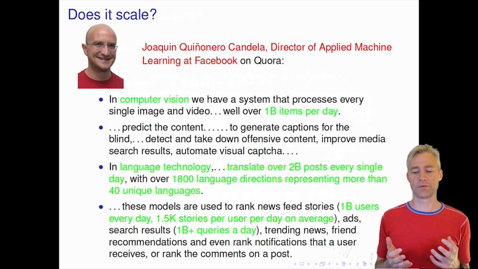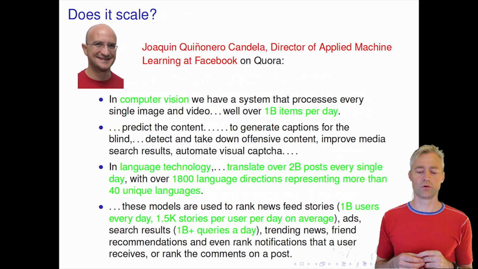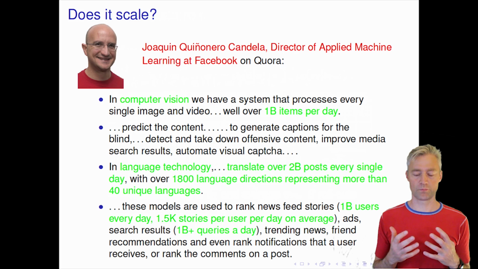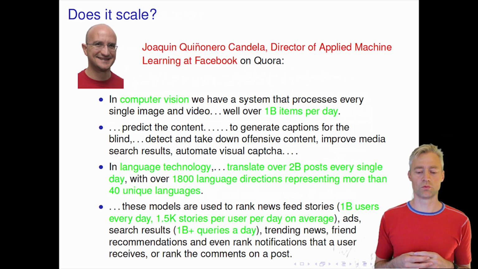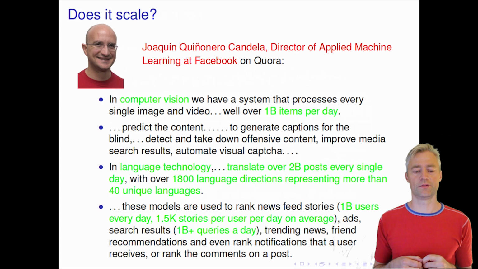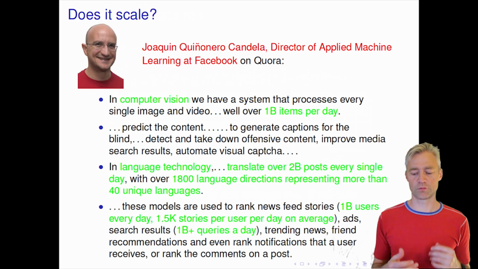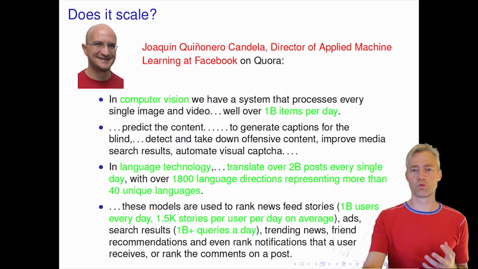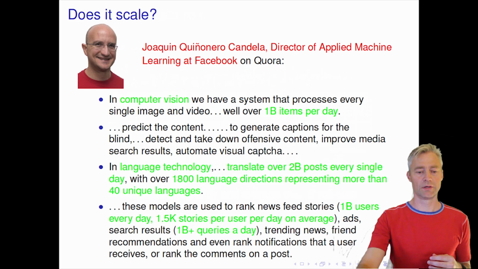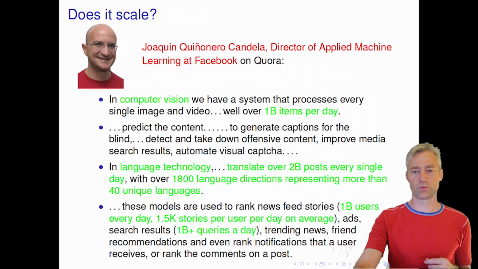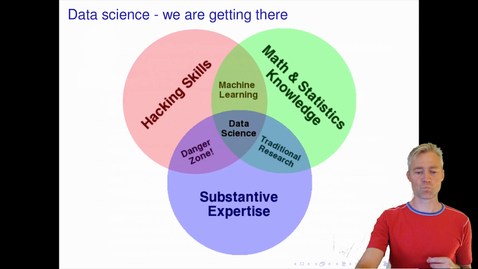They also, and maybe this is the most important role of machine learning, rank your feed, and every user has something like 1.5 thousand stories per day to be ranked. So that is a lot of computing power involved in this. But this is doable. Facebook can pull this off, and computers get faster and faster, so probably this is just the beginning of what they will do with your data.